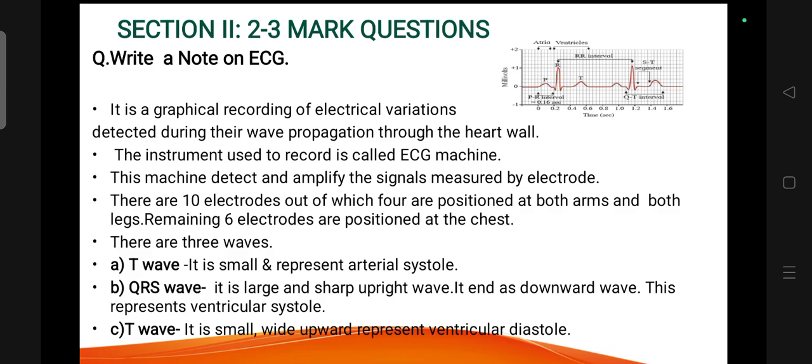The instrument is called ECG machine. This machine detects and amplifies the signals measured by electrodes. There are 10 electrodes, out of which 4 are positioned at the arms and limbs and 6 are positioned at the chest. There are 3 waves in this graph. P wave, small and represents atrial systole. QRS, large, sharp, upright and ends downward, it represents ventricular systole. T wave, it is small, wide and upward, that represents ventricular diastole.